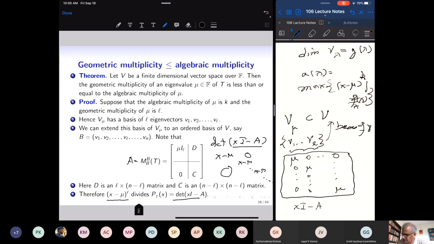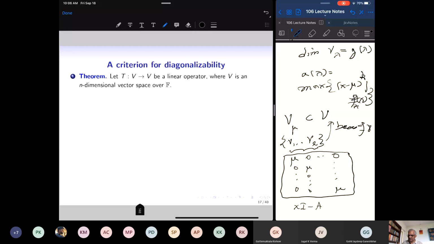And therefore the algebraic multiplicity of mu is bigger than or equal to L, because the Lth power of x minus mu divides the characteristic polynomial. The bigger power may divide. Yeah. And L was the geometric multiplicity. So I have proved that the algebraic multiplicity of an eigenvalue is at least the geometric multiplicity. Okay, it will be nice if it is equal, and let's see what happens.